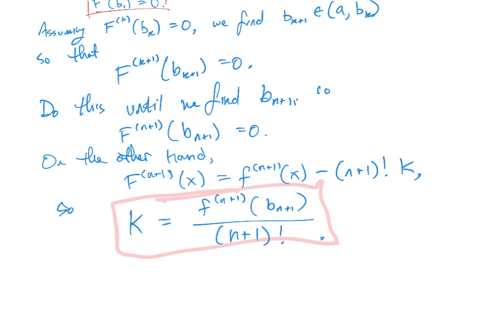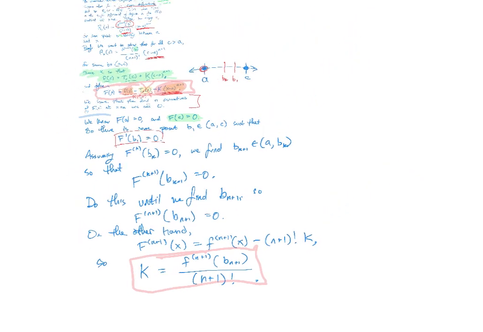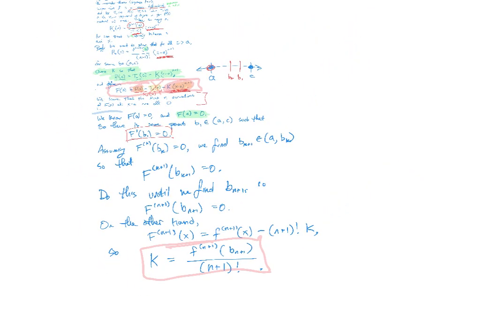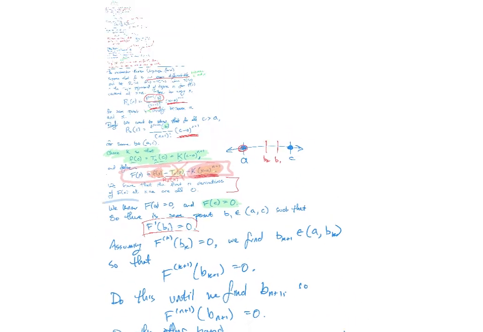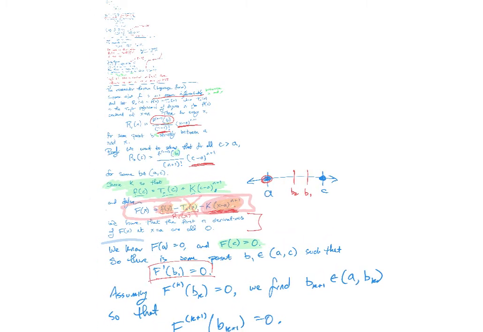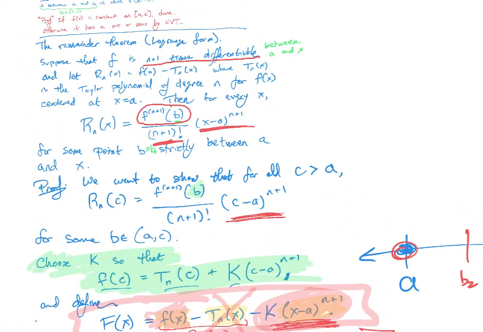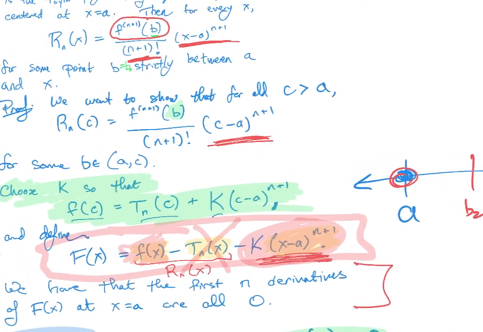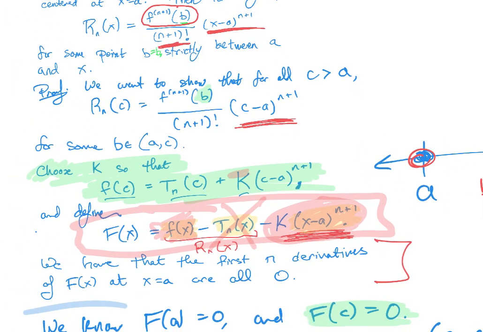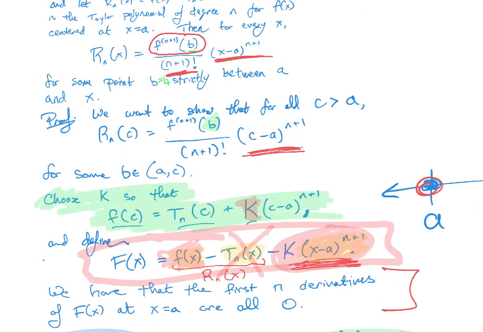And you take that capital K that we just solved for. What is that? That's the n plus first derivative of f at some point between a and c, divided by n plus 1 factorial. Okay, go plug that back in to here. And you've got your theorem.